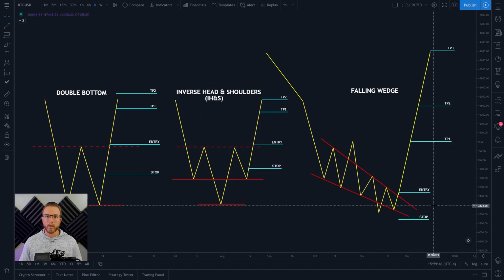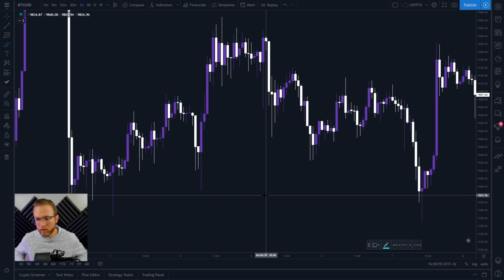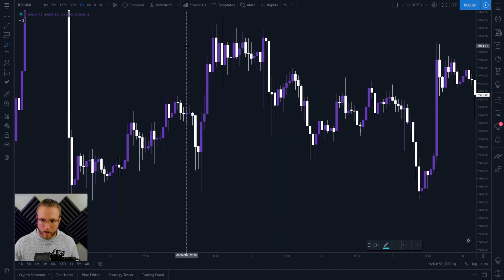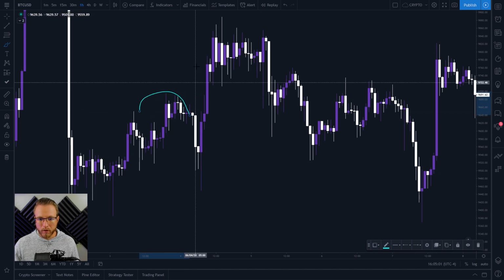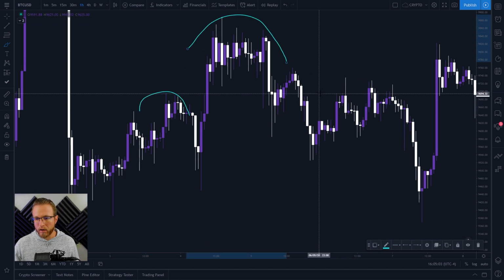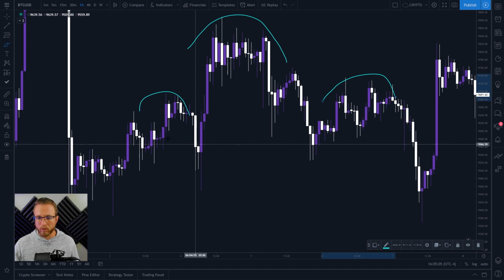Let's go ahead and just quickly look at some real life examples of these. Okay. All right. So can you guess what pattern I'm identifying by looking at this set of price action? If you guessed head and shoulders, you're right. So this would be our left shoulder. This would be our head. And then this would be our right shoulder over here.